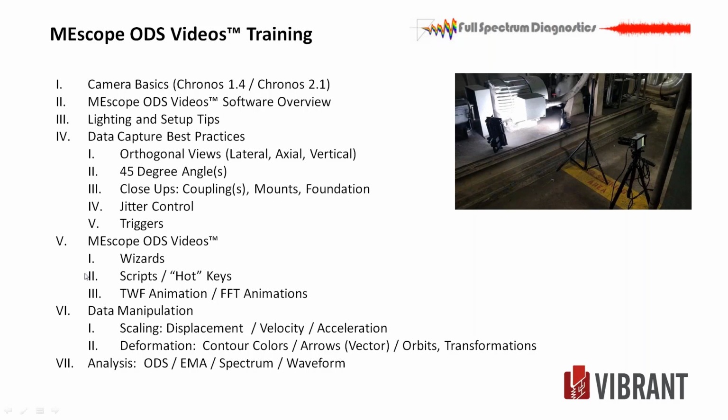There are lots of MEscope wizards. There are a lot of hotkeys that we haven't talked about too much in this class, but that's the process that allows us to do quick steps through the software. We can manipulate the data in a lot of different ways that you might not know of. And finally, we can do modal analysis with this. If you were at my webinar a couple times ago, we did some modal analysis on wind turbine towers. So it's an operating deflection shape or a modal analysis tool. We can get spectrum, waveform, and process it. It's heavy duty processing in the MEscope software. And we can do all kinds of fun stuff.